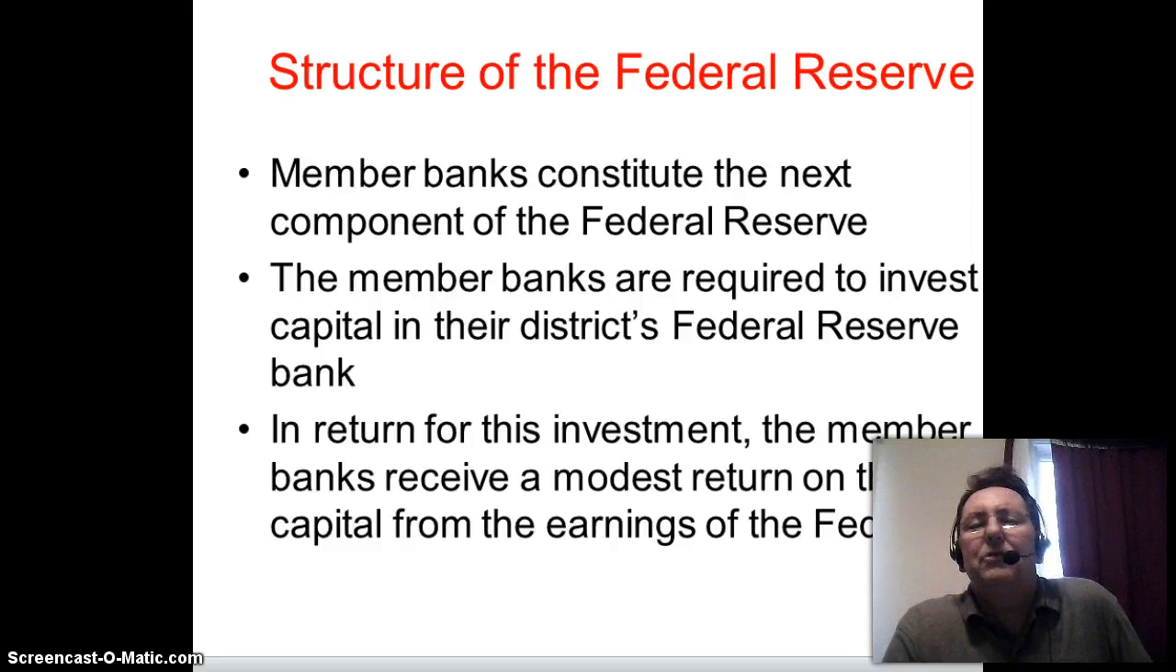Remember, when you make a deposit in the bank, it's referred to as a demand deposit, meaning at your demand, you should be able to go to the bank and get your money back at any time you want. And that's one reason why the Federal Reserve does mandate these reserve requirements.